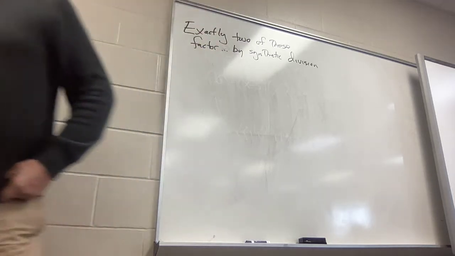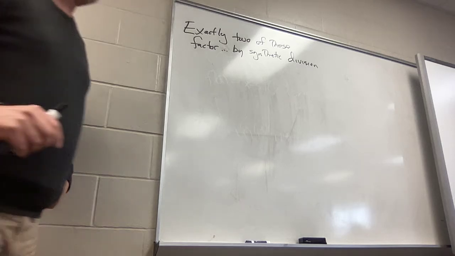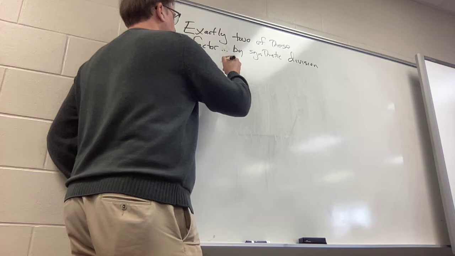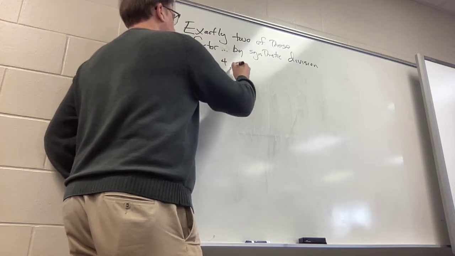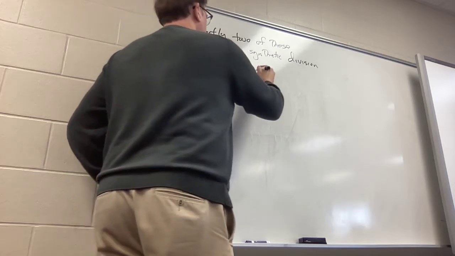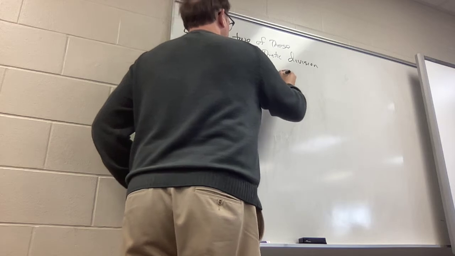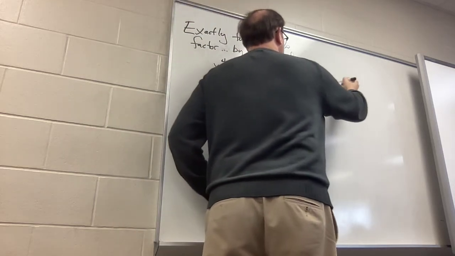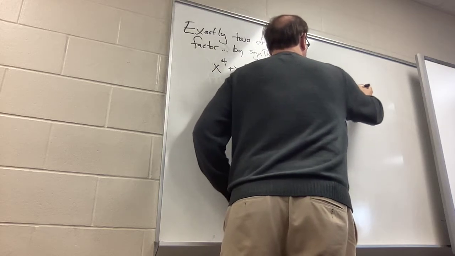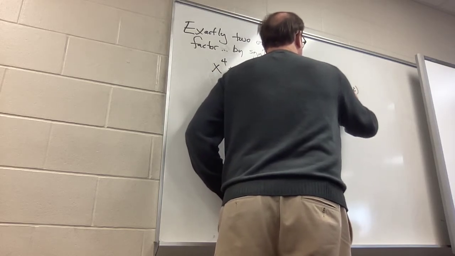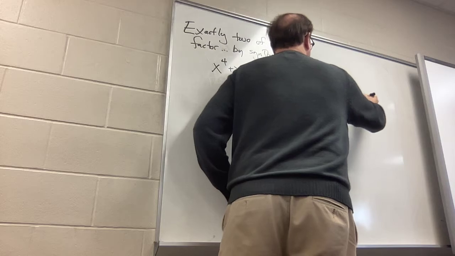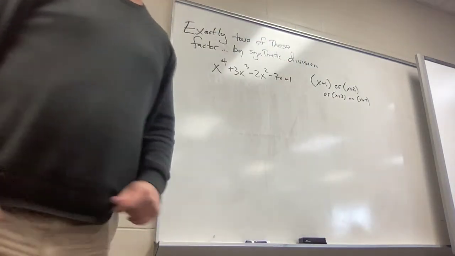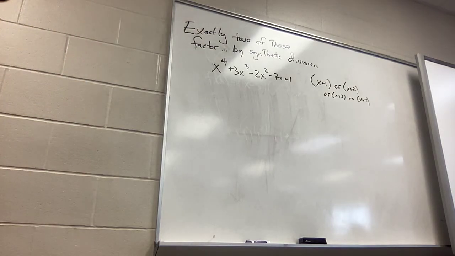I don't have an example problem made up here, but it would say something like x to the 4th plus 3x to the 3rd minus 2x squared minus 7x plus 1. And the ones that might work are x plus 1, or x plus 2, or x plus 3, or x plus 4. Now, I don't even know if any of these works. I'm sorry about that.